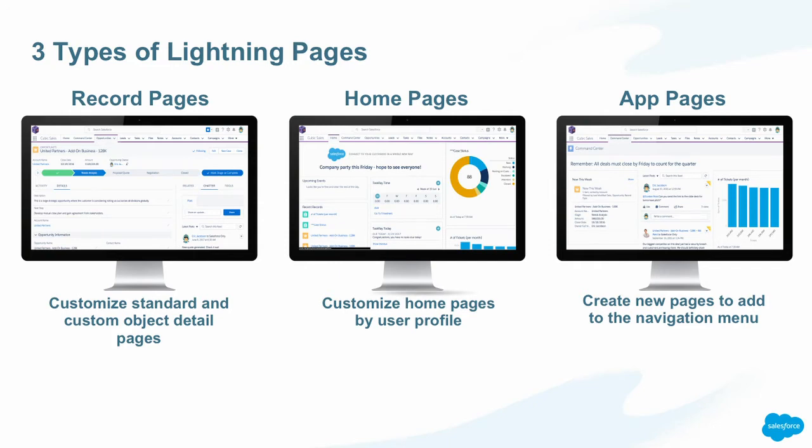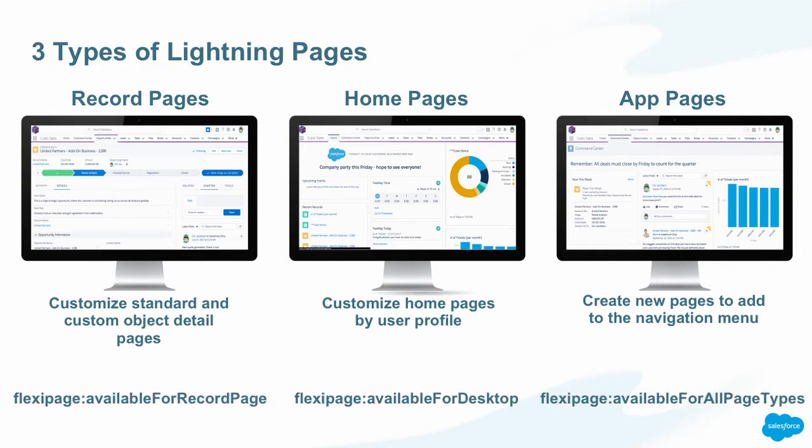You can think of app pages as a blank template, and it's a great way of getting Lightning components into different areas of your navigation pretty easily. And for the developers out there, in order to make your components work with these page types, there are a couple of interfaces that you declare and add to your components. So flexipage:availableForRecordHome for the record page use case, flexipage:availableForAllPageTypes for the app page, and the desktop one for home.